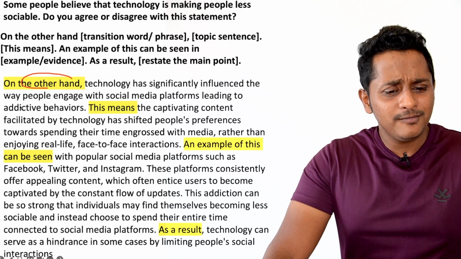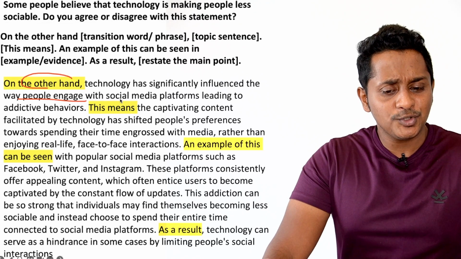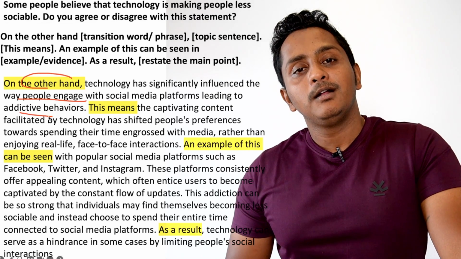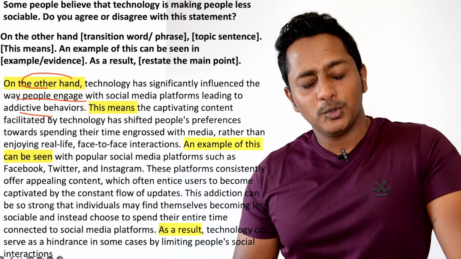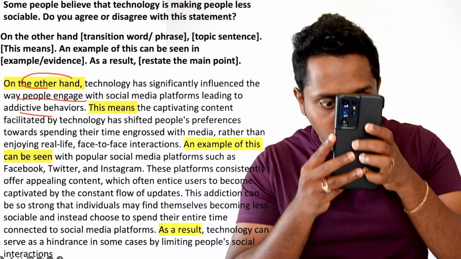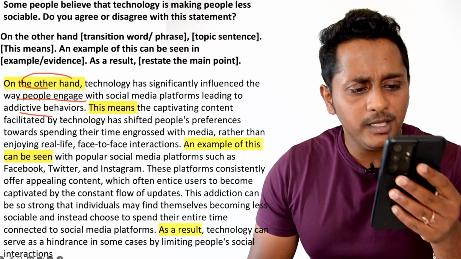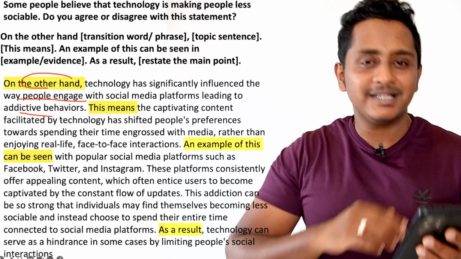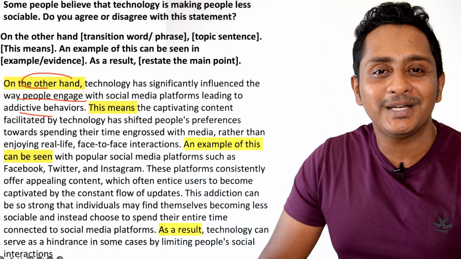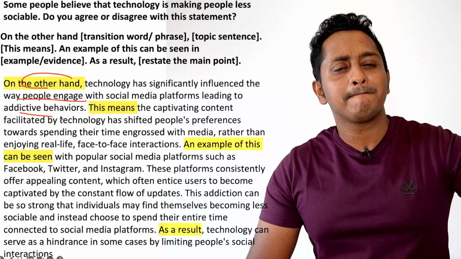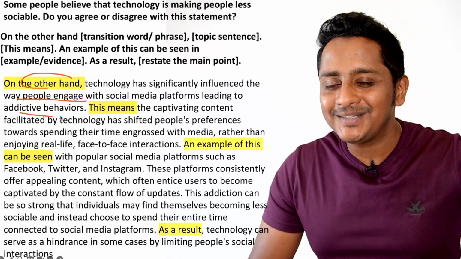Technology has significantly influenced the way people engage with social media platforms, leading to addiction. When you're addicted, what happens? You are into it. I have a phone, I'll be into the phone. My friend is calling, I say disconnect. Be in the phone. My mom is calling, disconnect. This is what we're going to talk about, and say technology sometimes actually makes people less sociable. For that you need a structure.